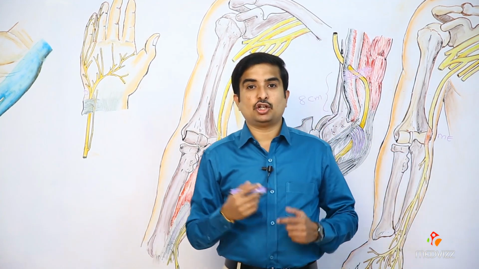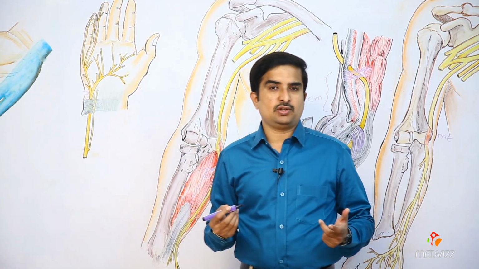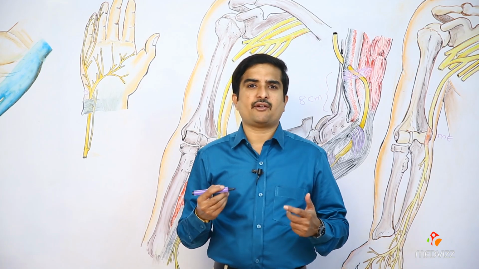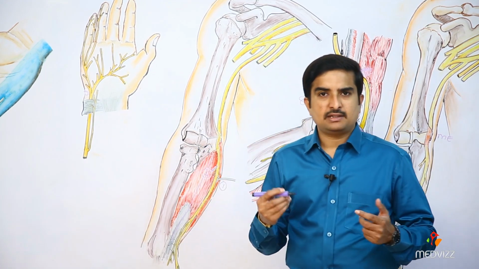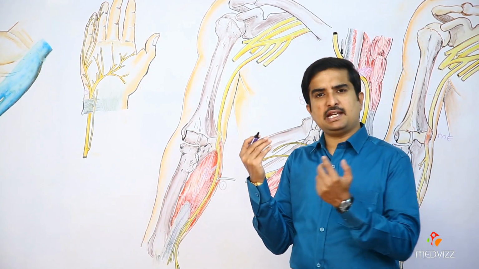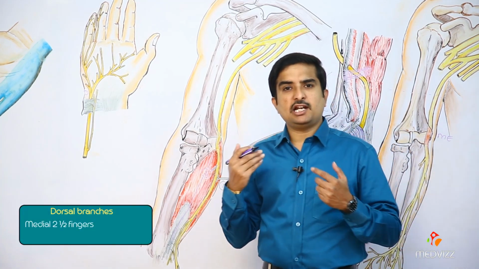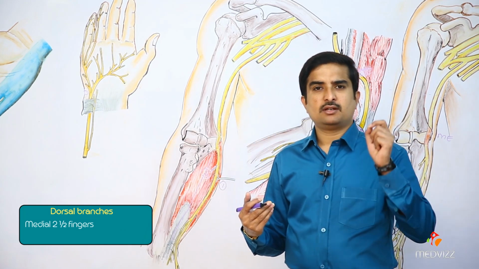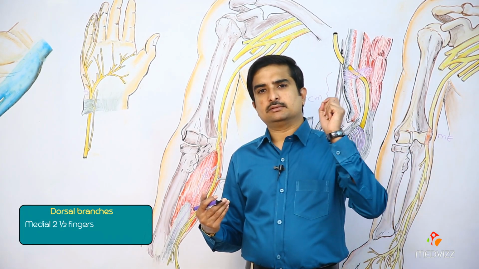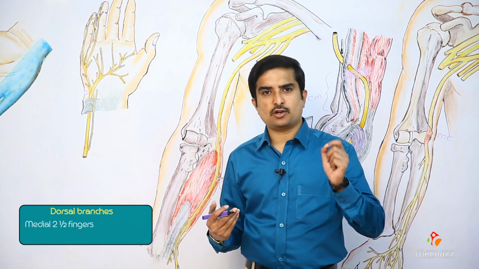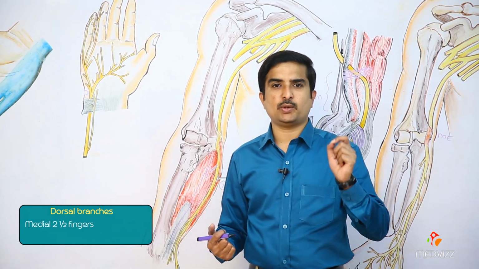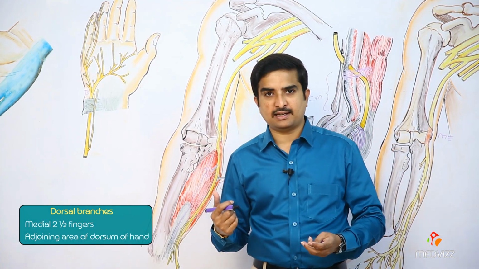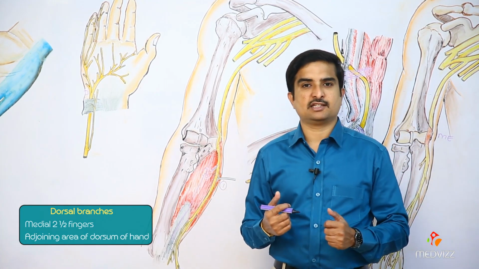So next are the dorsal branches. I told you that one is the palmar branch, and next are the dorsal branches. The dorsal branches mainly arise from the distal forearm and wind backwards, and they mainly supply the medial one and a half fingers, as you can see in this picture. Mainly the dorsal branches arise from the distal aspect of the forearm, and supply the medial one and a half fingers and also the adjoining area of the dorsum of the hand. That is what you are seeing in this picture.